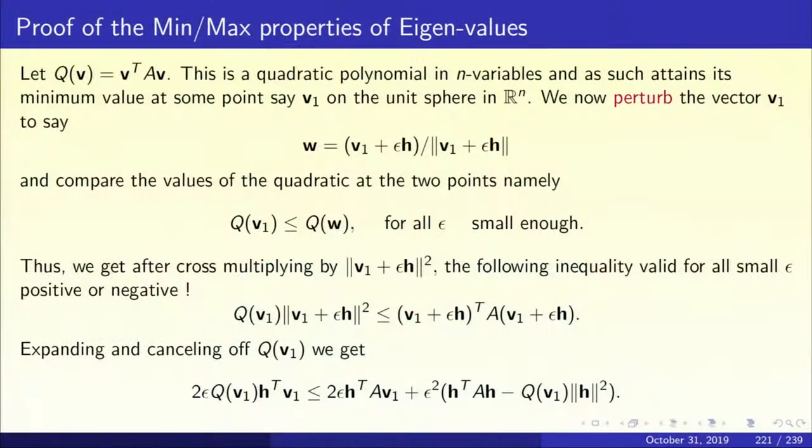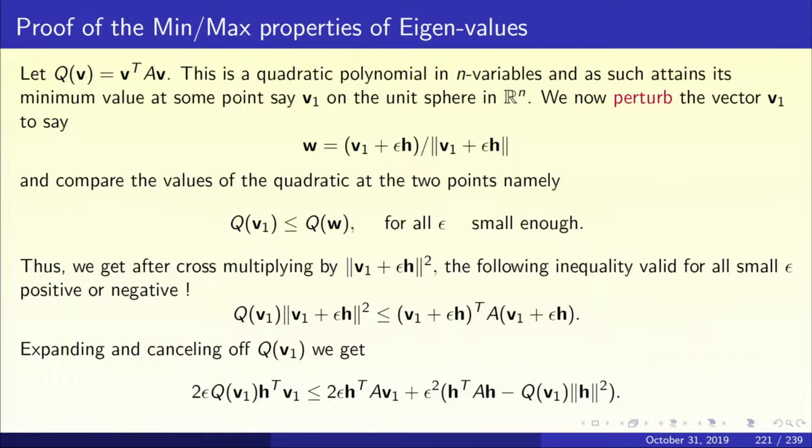Alright. So now what is Q of V1? Q of V1, let us call it lambda 1, just for fixing ideas. Now what is Q of W? Q of W is V1 plus epsilon h transpose A V1 plus epsilon h, divided by the norm of V1 plus epsilon h squared, and we bring that denominator to the left hand side to clear the fractions. So what do we get? Q of V1 into norm of V1 plus epsilon h squared is less than or equal to V1 plus epsilon h transpose A V1 plus epsilon h.